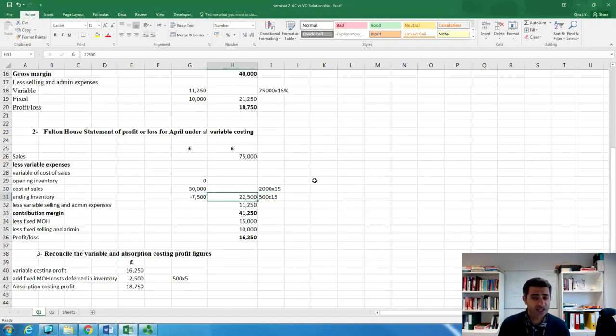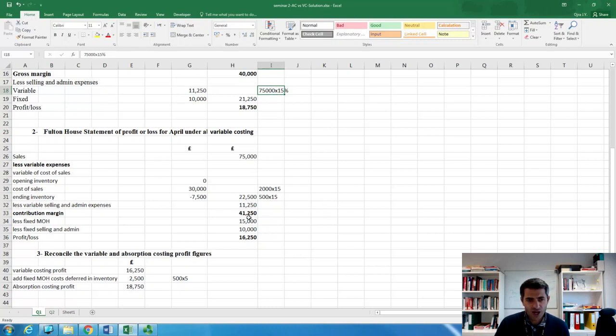One important thing here, if you noticed, we didn't include the over or under absorbed. Remember, with the variable costing method, you do not need to worry about it. Before we calculate the contribution margin, if you remember, we need to deduct the variable selling and admin. This is a variable element and we need to include it here. So 11,250, if you remember. Why? Because this is 75,000 total sales value times 15%.